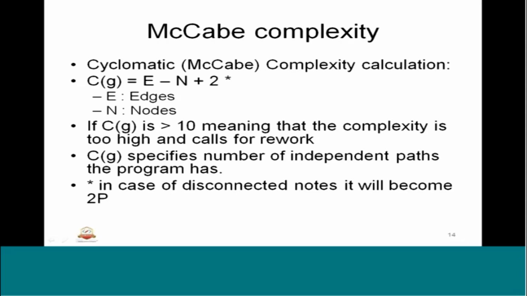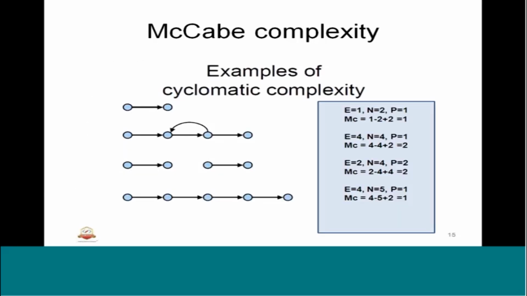So basically the McCabe complexity number specifies the number of independent paths the program has. And we also saw a few examples of the cyclomatic complexity. It is very important to understand. In the first case the complexity is 1 because we have 2 nodes and 1 edge.